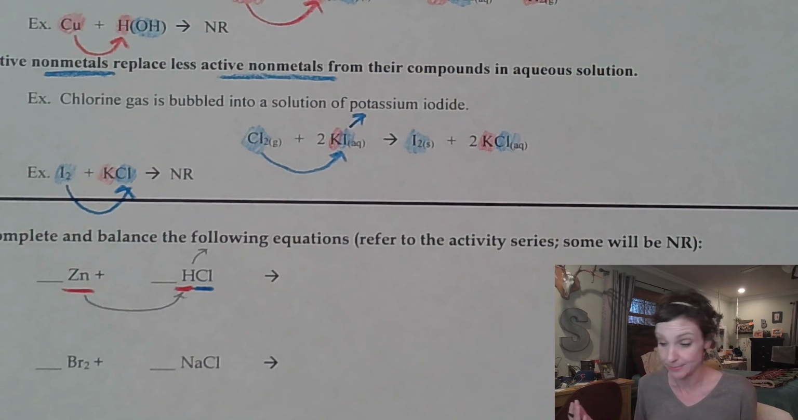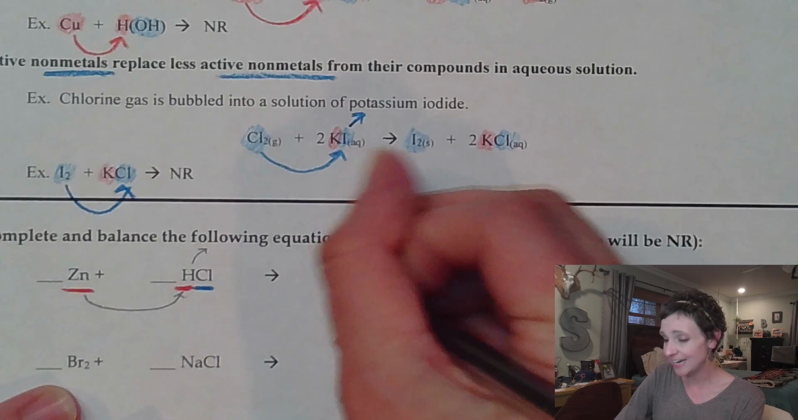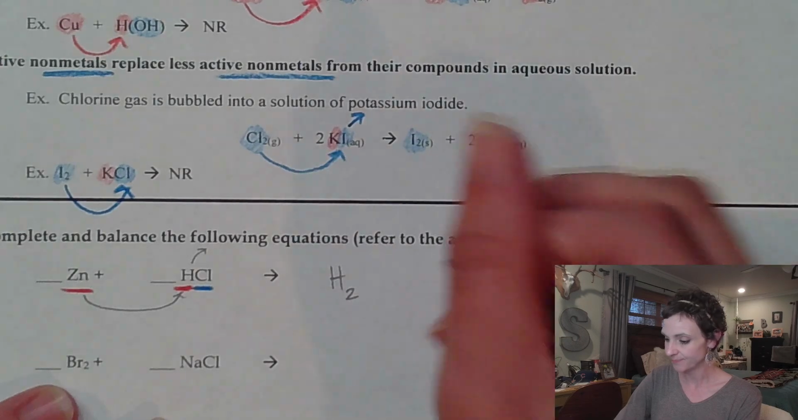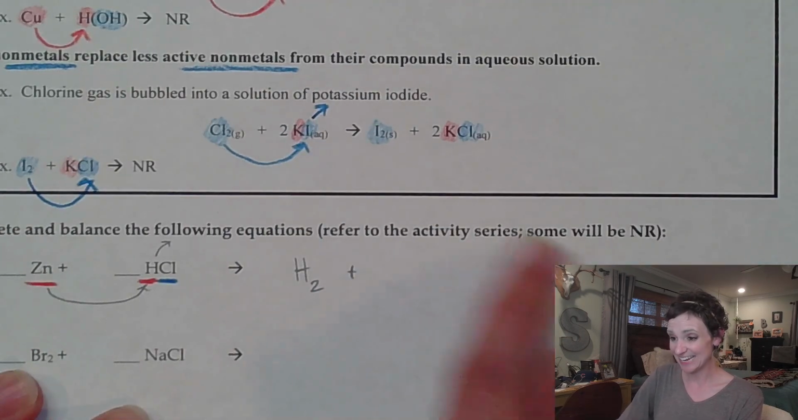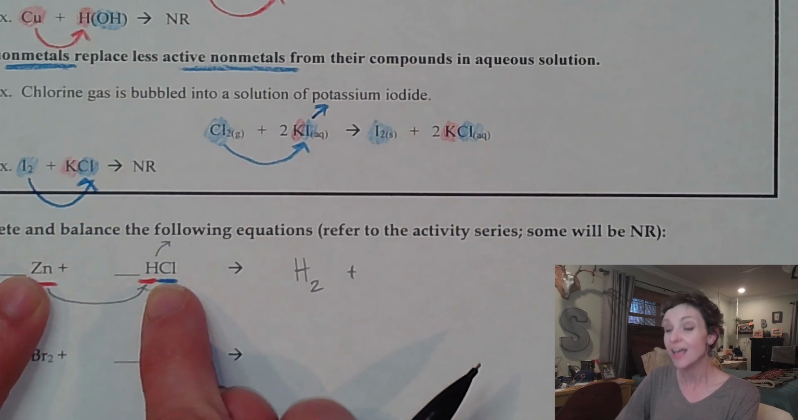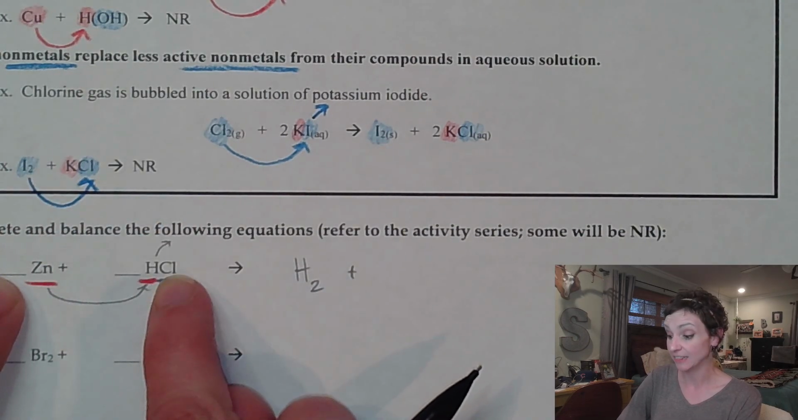My brain needs to be involved in that. So who's going to be free? We have hydrogen. He's free, except diatomic. Hydrogen always comes in 2s. And then my second product is going to be the new happy couple between zinc and now chlorine. The metal always gets written first and the non-metal gets written last, okay?